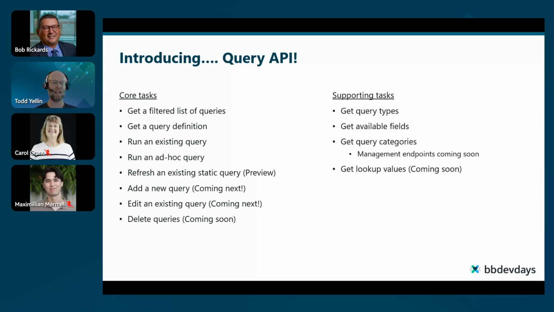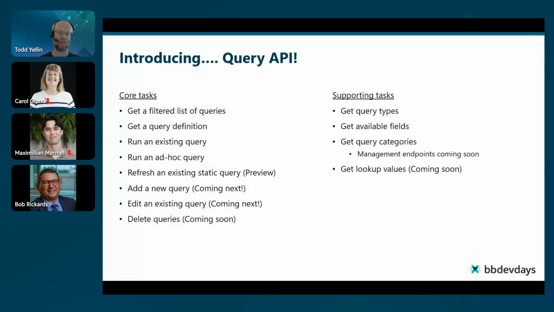So there's a standard set of core tasks for an API that mimic the capabilities you have in the UI. You can get a filtered list of queries, get the complete definition of an individual query, run a query and get its results, and I will talk in more detail about that in a second.